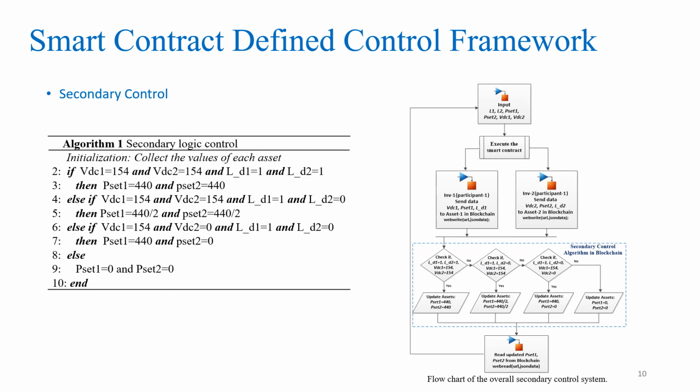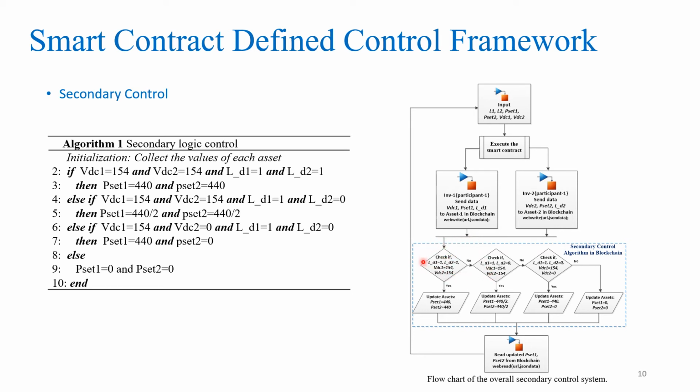Now we will see how we develop the secondary control system in our blockchain network. In the very beginning, our Simulink model mainly defines some parameters for each of these inverters. Inverter 1 collects the information for the DC bus voltage, active power set points, and the load demands. Similarly, inverter 2 also collects the information of the DC bus voltage, active power set point, and the load demands. Once they collect this information, then we run some conditions using this information.